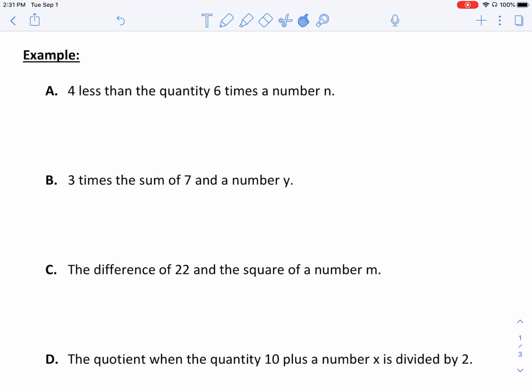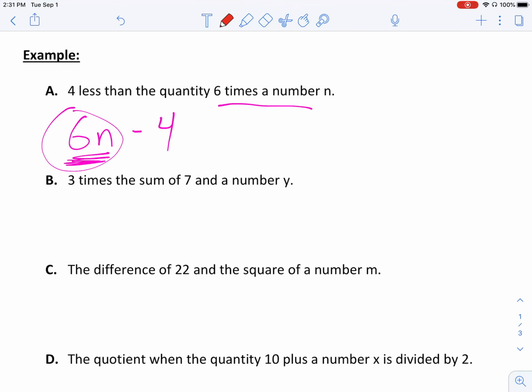All right, so for these 4 examples, we'll do these together. So we need to figure out how to write what they're saying in a mathematical expression. So for example A, it says 4 less than the quantity 6 times a number n. So obviously 6 times a number n, this is telling me multiplication, but it's 4 less than the quantity. So 6n is the 6 times the number n, and I want 4 less than that. So I want to find that total first and then subtract 4 from it. So 6n minus 4 is your answer there for letter A.